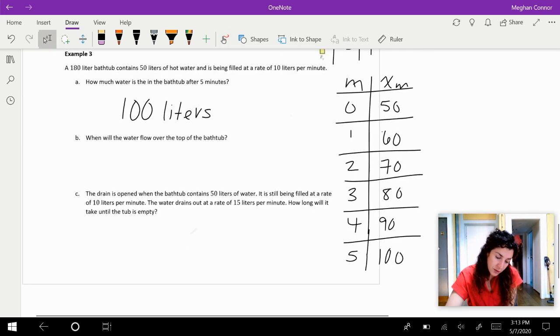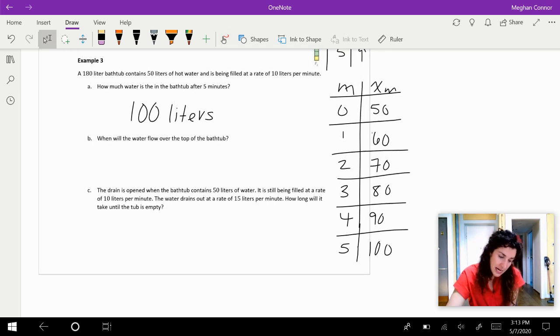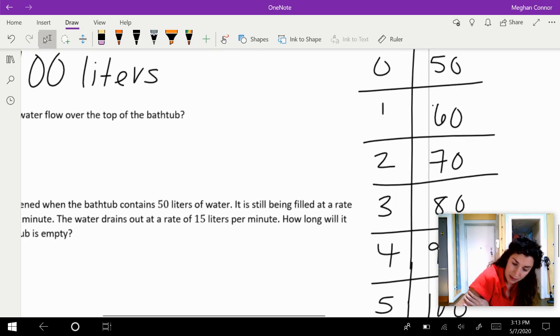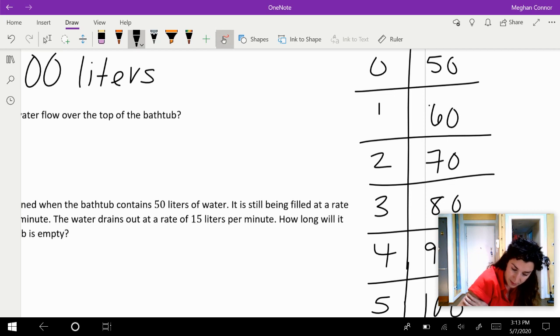It says, when will the water flow over the top of the bathtub? It says that the bathtub is 180 liters. And so if it's flowing over that, we are talking about being more than 180. So instead of continuing to count up, which I could, it's in sight, I would have to do it 8 more times. I am going to try and turn this into a formula. So I start with 50, and that's a good way to start your explicit formulas, is that it should be 50 plus something.